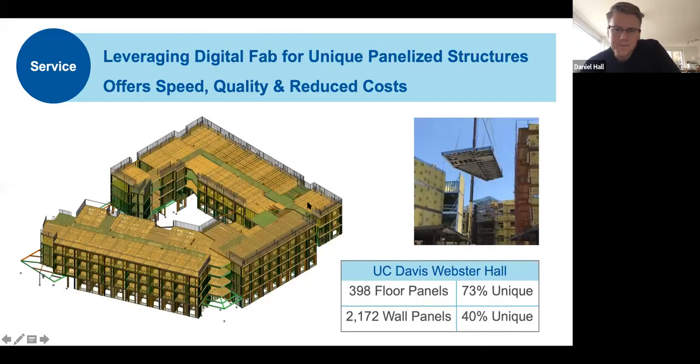So here was an example where they used unique panelized structures to offer speed, quality, reduced costs. This was a university project in California. They showed how unique it was. So of the panels, there was 73% unique panels, and of the wall panels, there was 40% uniqueness. So they're really trying to still solve this bespoke digital fabrication challenge, but it is a very big challenge when you go from a BIM to a fabrication model.